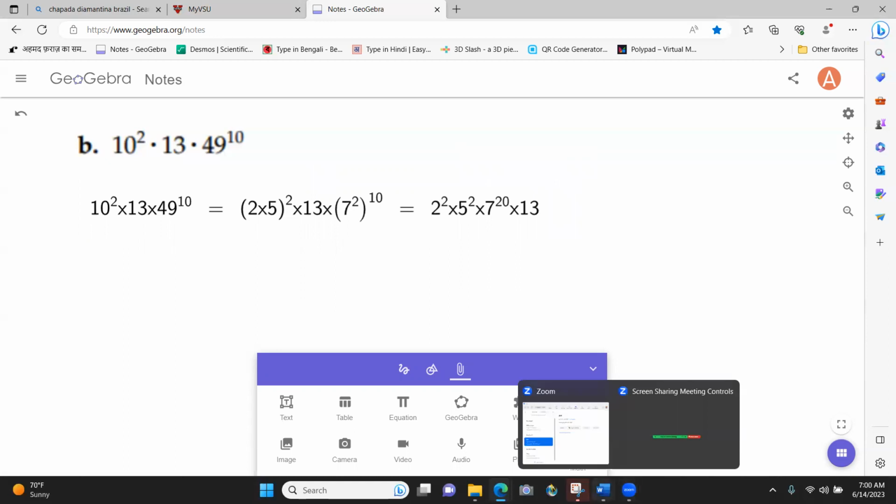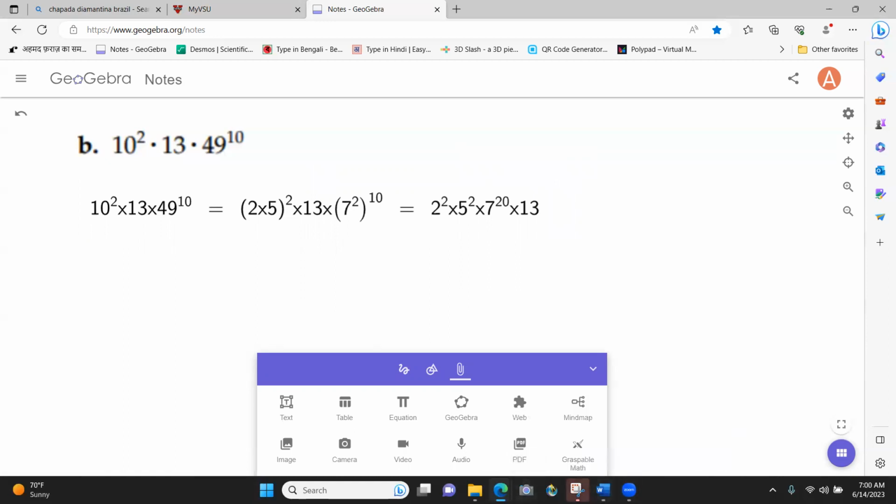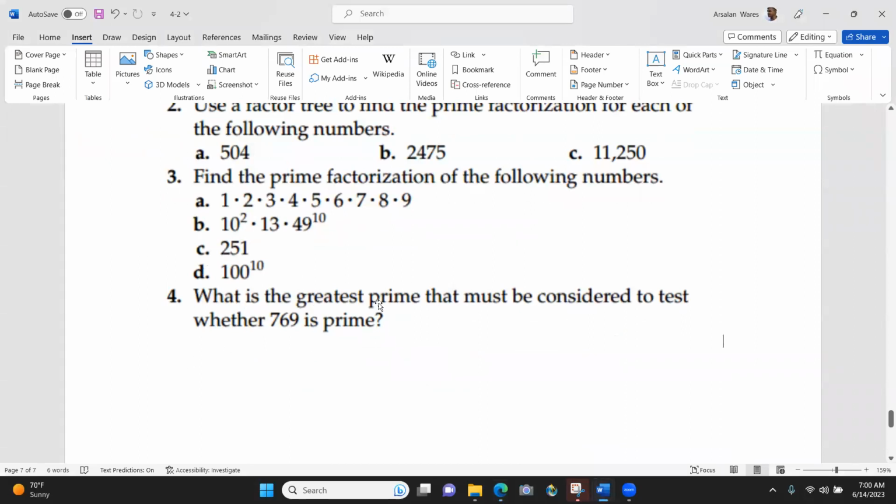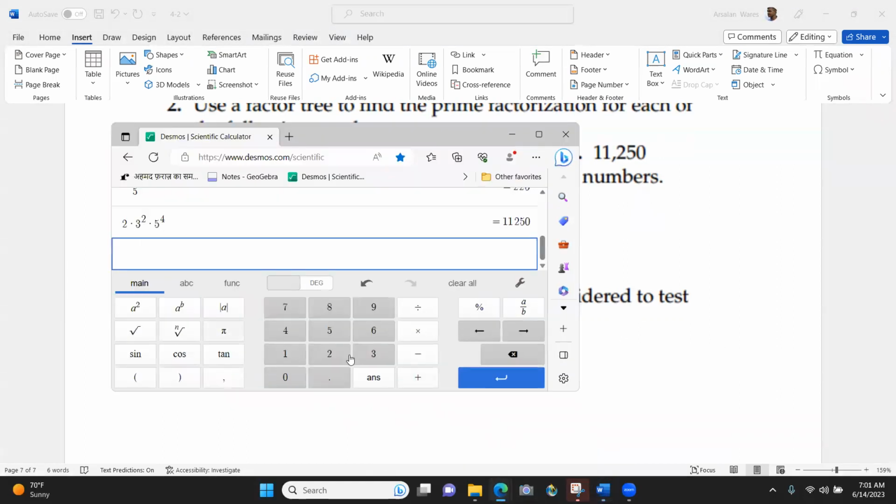All right, guys? Okay, the next problem. This one. What is the greatest prime that must be considered to test whether 769 is prime? So you're going to take the square root of 769, which is a small number, 27. What's a prime that's smaller than 27? That's all you need to test.